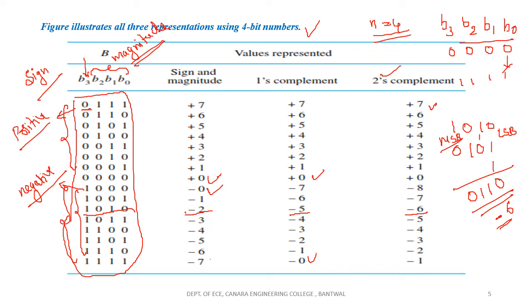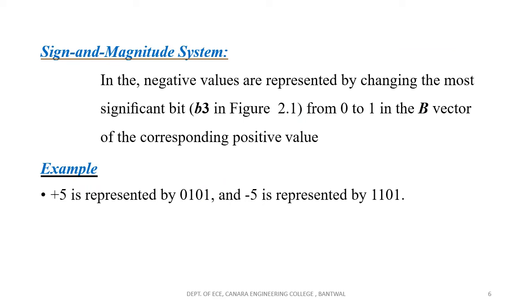This is how we can represent the values of binary numbers. In the sign and magnitude system, negative values are represented by changing the MSB, that is B3 in the figure, from 0 to 1 in the B vector of the corresponding positive value, that is plus 5. So here in this example, 5 is always represented as 101.